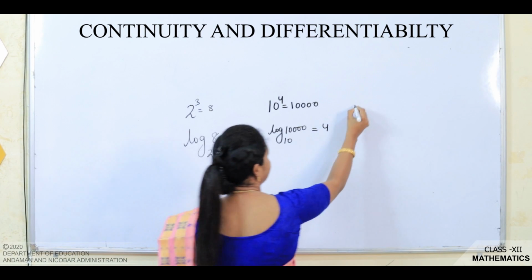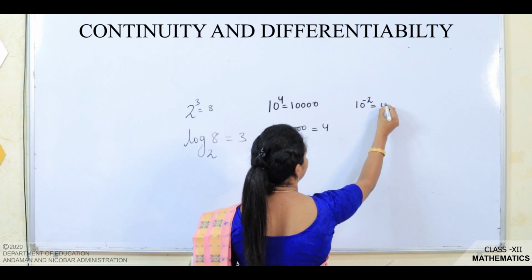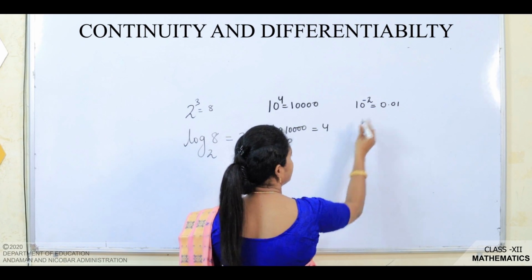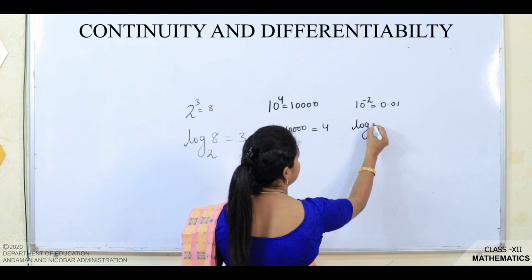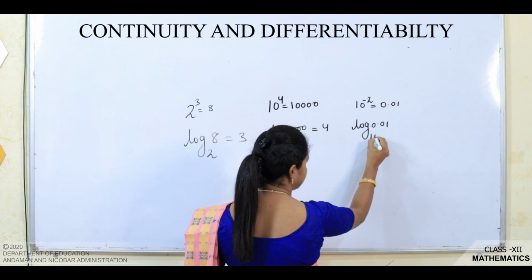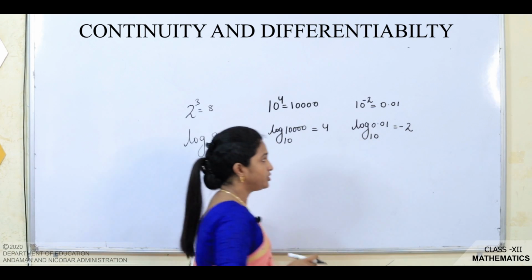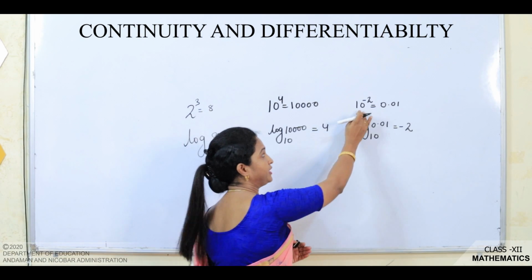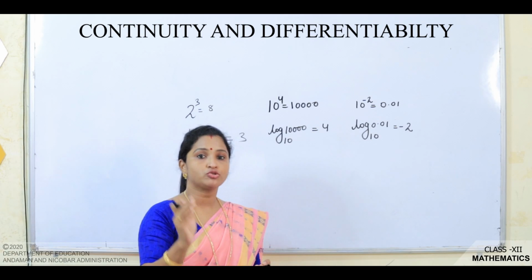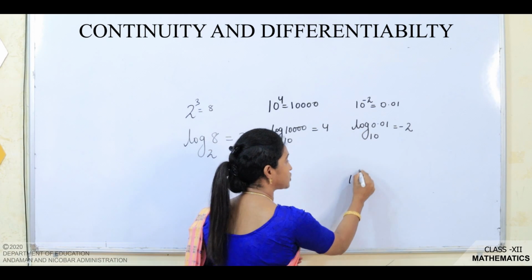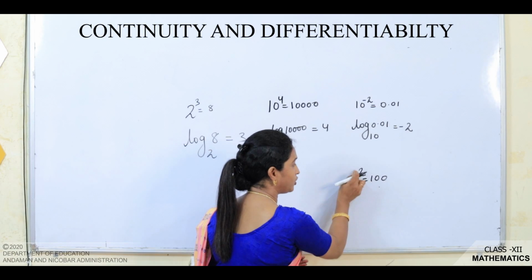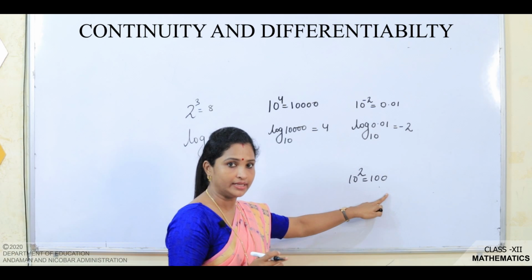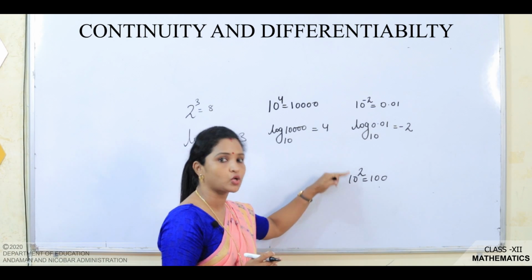Correct? Now 10 to the power minus 2 is equal to 0.01 because it is 1 by 100, so you can write it as log 0.01 to the base 10 is equal to minus 2. Children, I want to rectify one of my mistakes which I made in the previous class. I have written 10 to the power minus 2 as 100. Please rectify that, there it will be 10 square, okay? 10 square is 100, not 10 to the power minus 2. I am sorry for that. I had written 10 to the power minus 2 and 100 here. So please rectify that. It is 10 square is equal to 100.